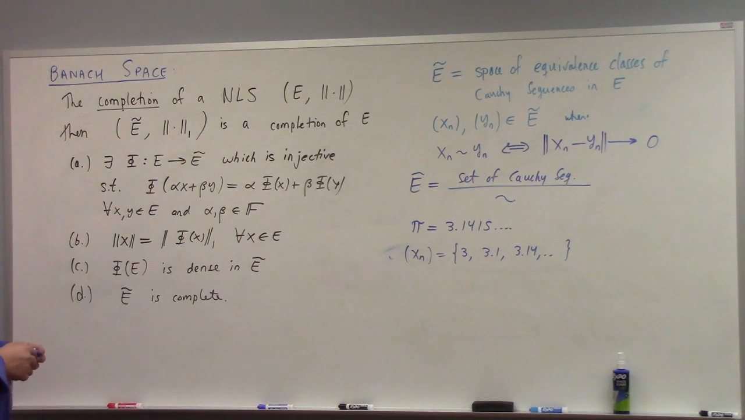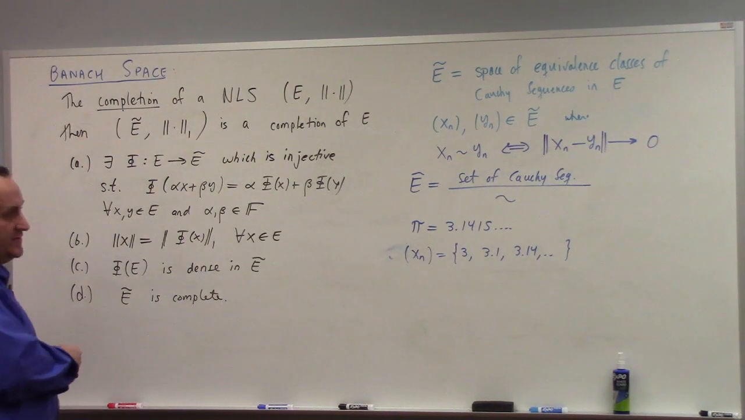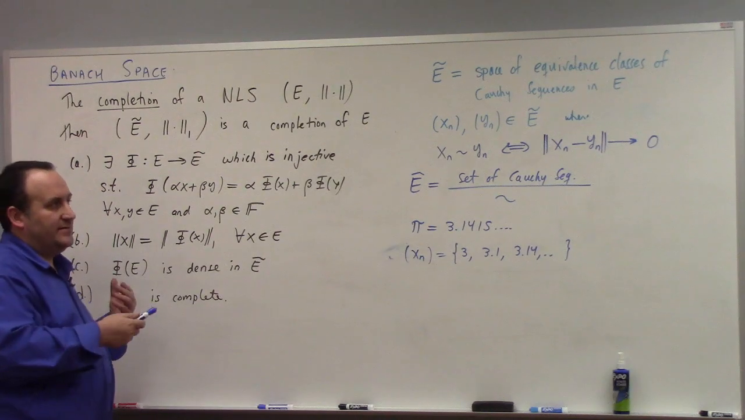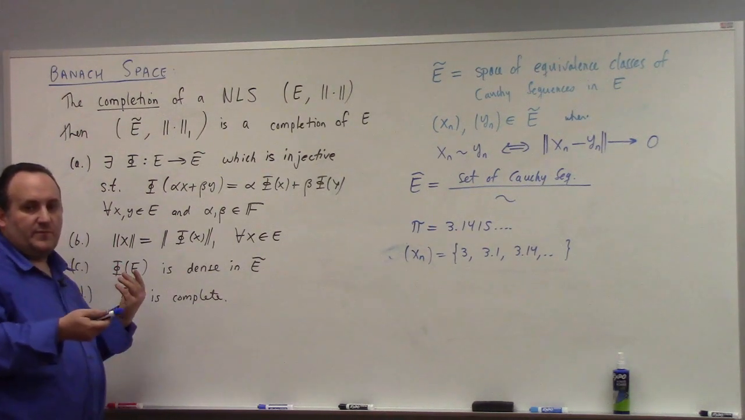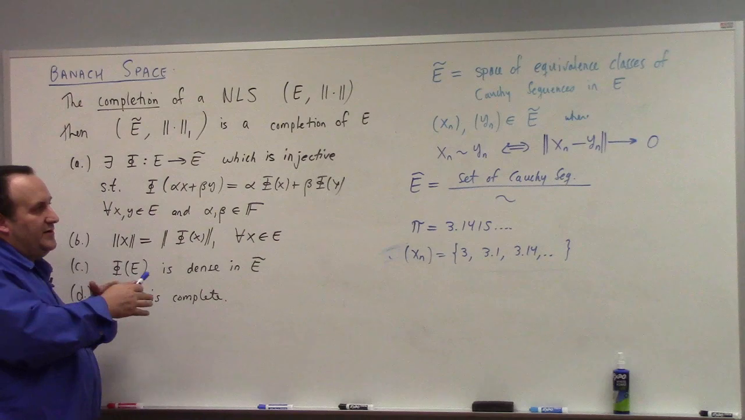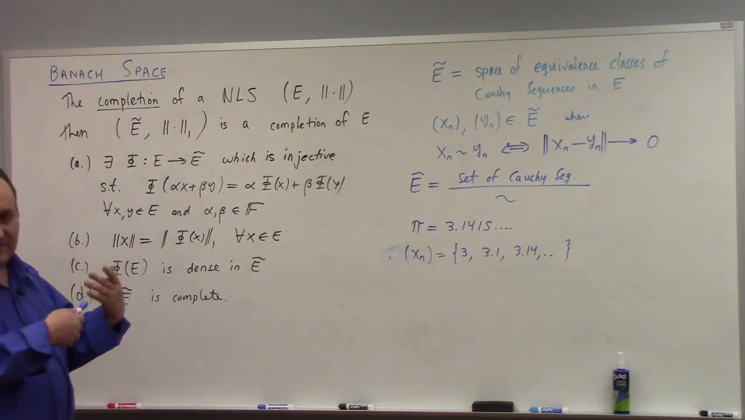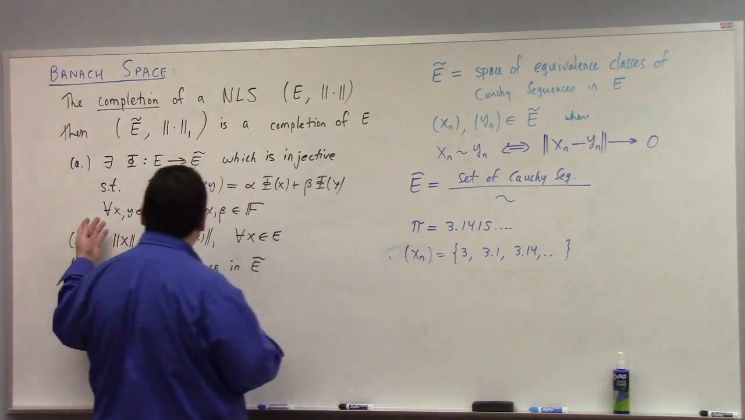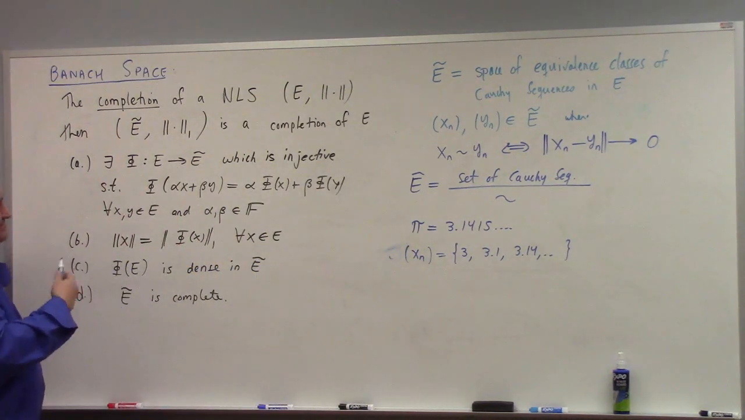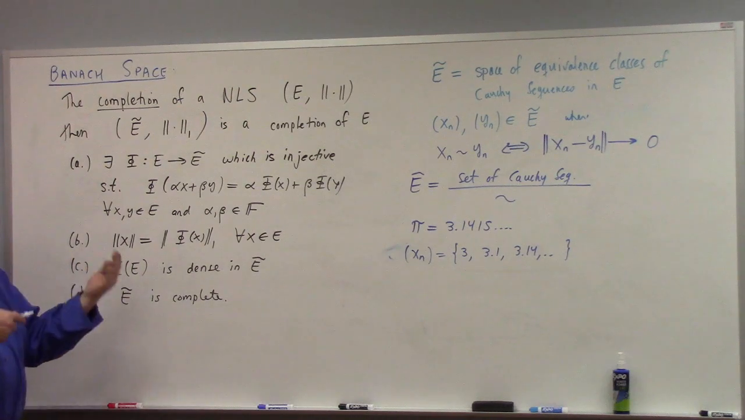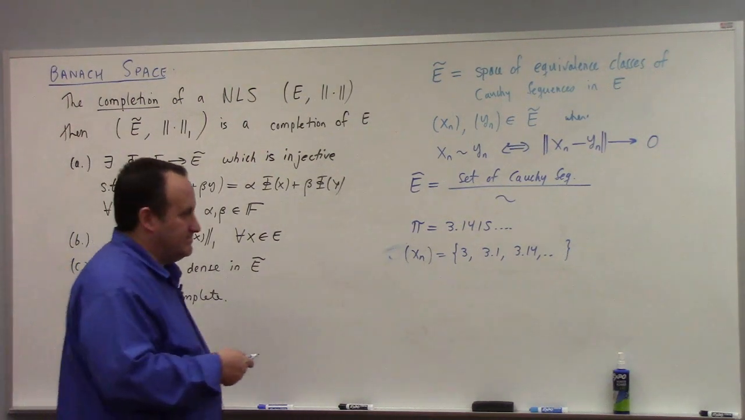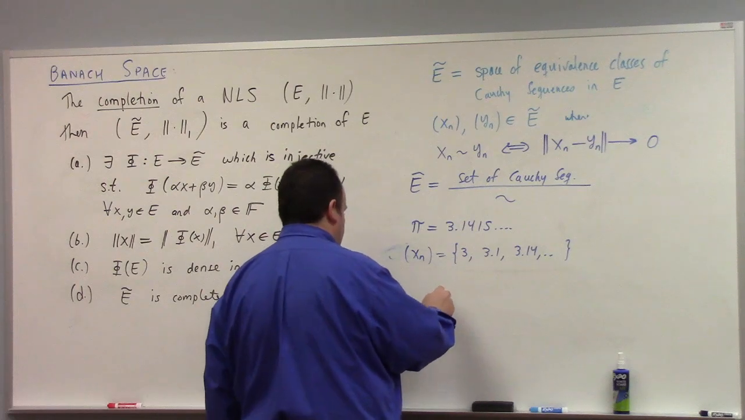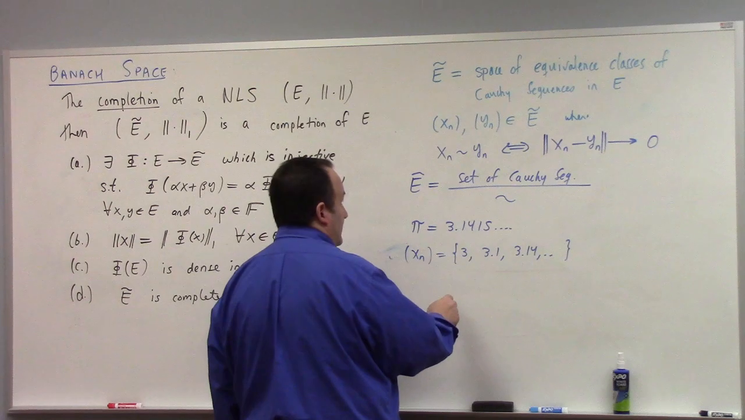Okay, let's see here. So anyway, this is the object. We look at equivalence classes of Cauchy sequences. So first of all, how do you see E inside this space? Like how do you see injectivity? The numbers in E are those where the Cauchy sequence converges to the number in E.